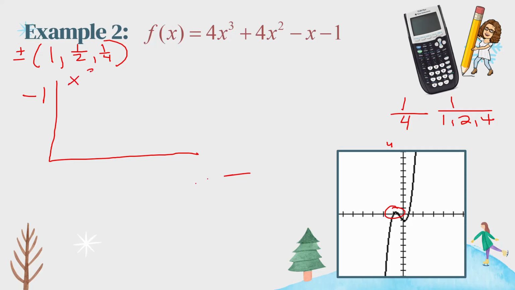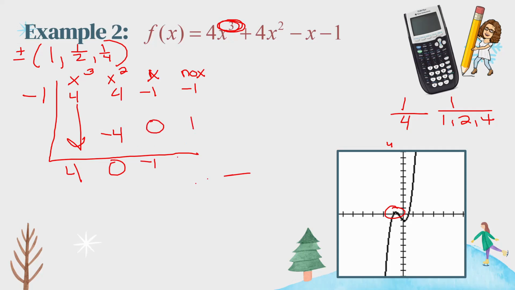I start with my x cubed column because that's my highest power. Notice the highest exponent is a 3, so that means we should get 3 answers out of this thing. A 4, a 4, a -1, and a -1. So I'm going to drop the 4. -4, 0, 0, -1, 1. It's almost like the calculator was not lying. I get a really awesome answer there of 0 for a remainder.